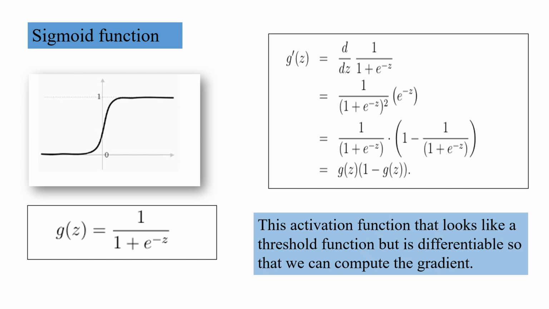Also, I just want to recall that we are using the sigmoid function, which has this form, and the gradient of the sigmoid function comes out to be g(z) into 1 minus g(z). This is a kind of threshold function, but since it is continuous, it is differentiable.